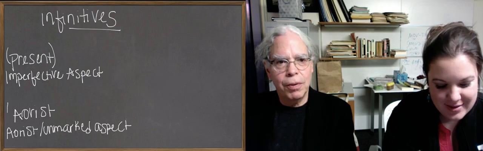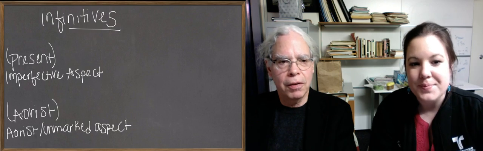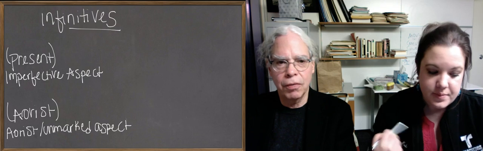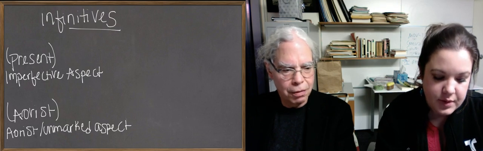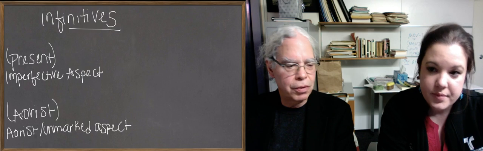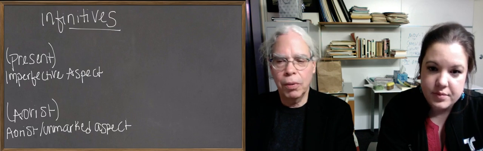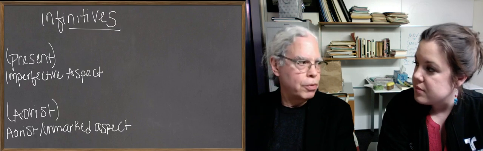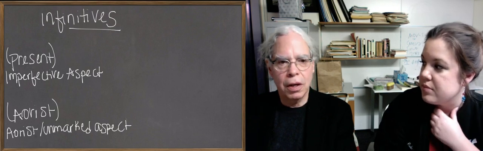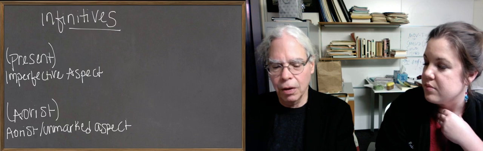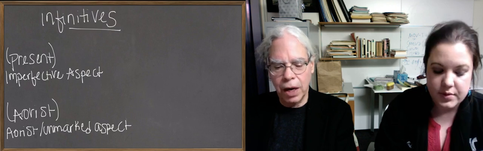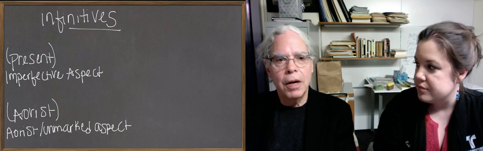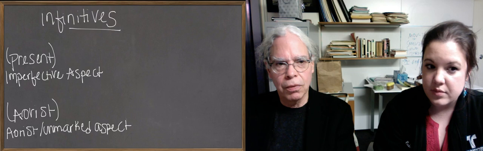So if we're going to translate a Greek infinitive like to teach, the aorist infinitive would be to teach. That's the one that gives you the least information about whether the process is ongoing or not. The proper way to translate a so-called present infinitive, which is the imperfective aspect infinitive, is to be teaching, to be in the process of doing it. All right, so that's the meanings of the infinitives.